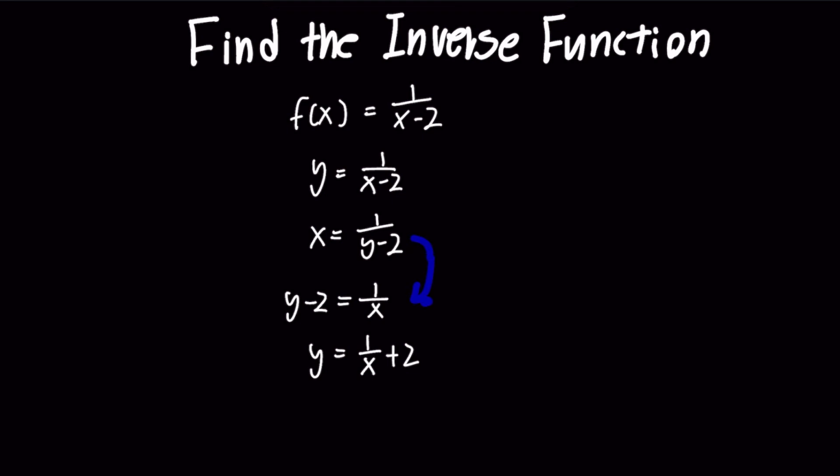And if you're wondering why I could just swap that, that's because the product of x and y minus 2 is 1, so these are interchangeable. And the last step is to just replace the y with inverse of f of x. So we get inverse of f of x equals 1 over x plus 2.